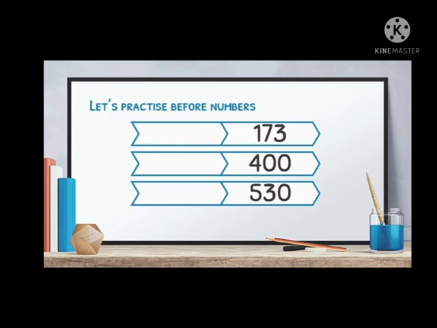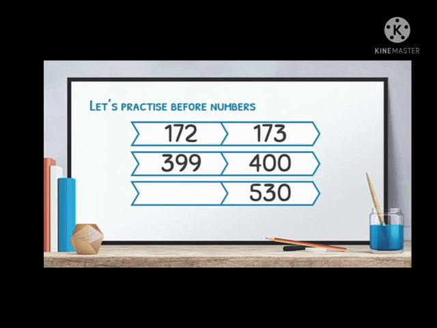Anyone can say what is the before number of 173? Before 73 we have 72. So the before number of 173 is 172. The same way we can write the other number also, 400. What is the before number of 400? Surely it is 399. That is 399.